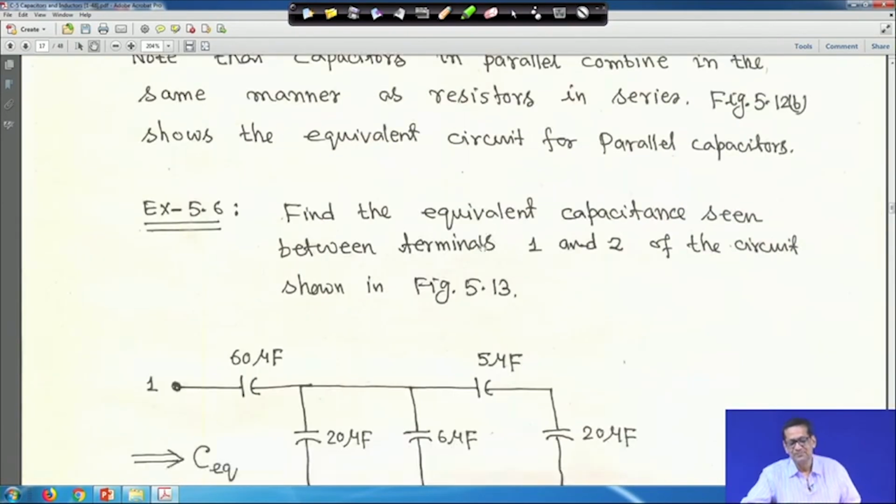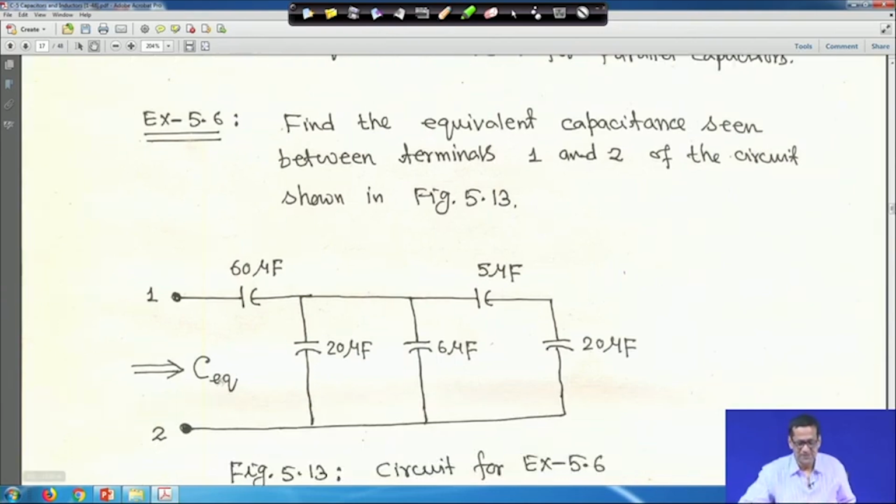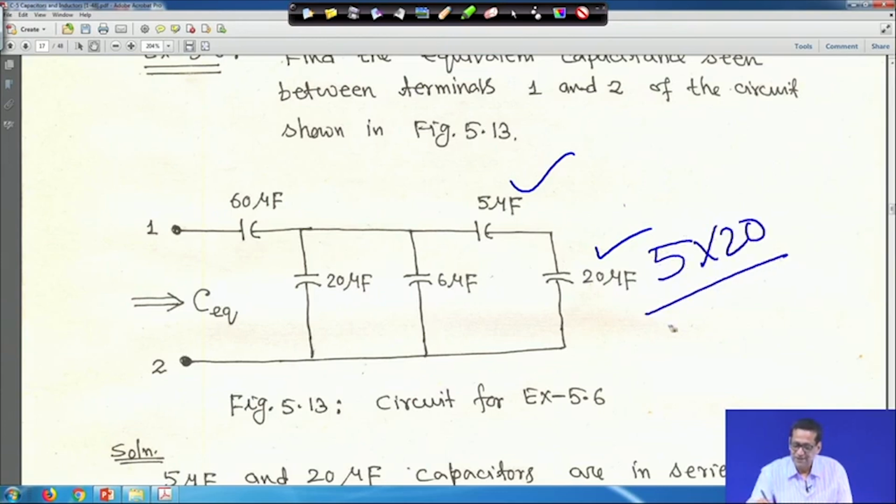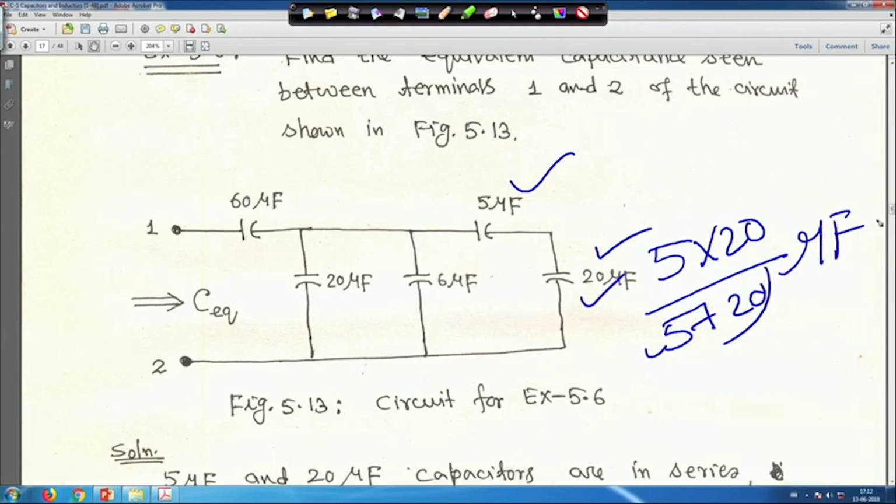If you take this example, find the equivalent capacitance seen between terminals 1 and 2 of the circuit. You have to find the equivalent capacitor. Look here, if you look at the circuit, the 5 microfarad and 20 microfarad are in series. That means you have to combine them the way you do when resistors are in parallel. So, the equivalent will be 5 into 20 divided by 5 plus 20, because these two are in series, which is 100 over 25. So, the equivalent will be 4 microfarad.